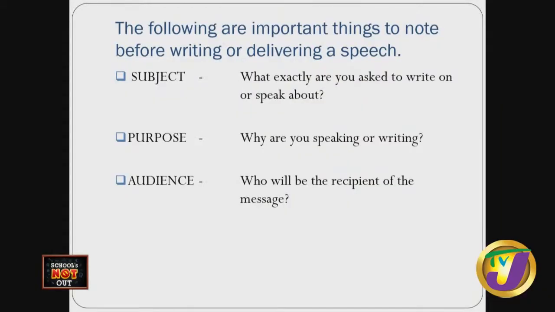When we speak of purpose, why are you speaking or why are you writing? Is it to bring about entertainment? Is it to disseminate some form of information? We have to be clear what is the purpose for which we are speaking and or writing. And the third one is audience. Who is your listener? Who is the recipient of the writing or the speech? We need to be clear because this will affect how we write and what we write.